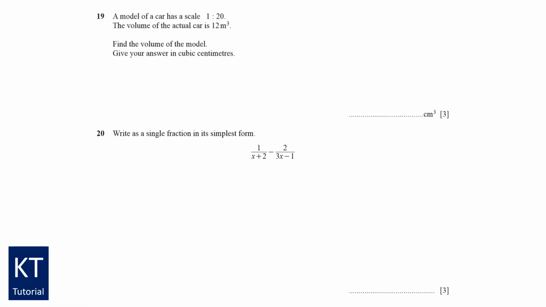Question 19. A model of a car has a scale of 1 to 20. The volume of the actual car is 12 meter cube. Find the volume of the model. Give your answer in cubic centimeters. With the parameter being volume, 12 needs to be multiplied by 100 to the order of 3 when converting from cubic meters to cubic centimeters, and divided by 20 to the order of 3 when converting the car to scale. This will lead us to the answer of 1500 centimeters cubed.